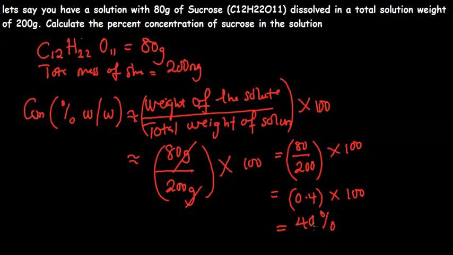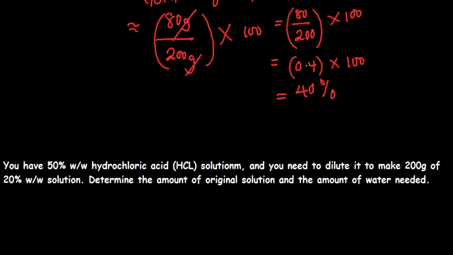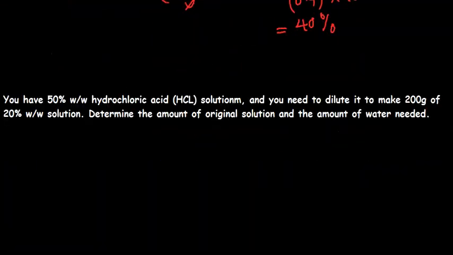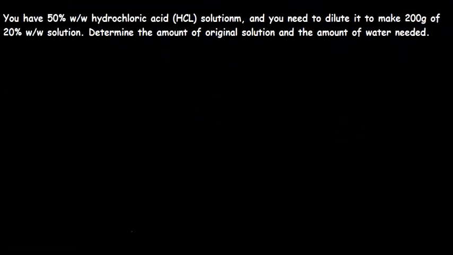Let's try another problem. In this case, we are asked, let's say you have 50% weight by weight hydrochloric acid, which is a strong acid, HCl solution, and you need to dilute it to make 200 grams of 20% weight by weight solution, and we are asked to determine the original solution and the amount of water needed. How can we solve this problem?